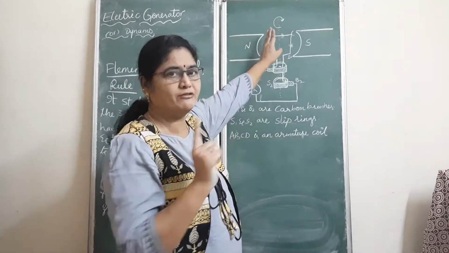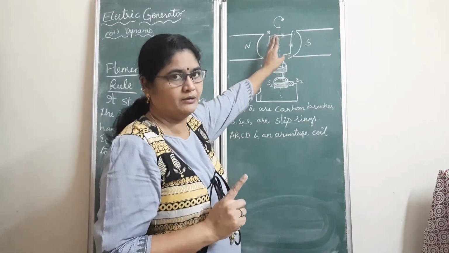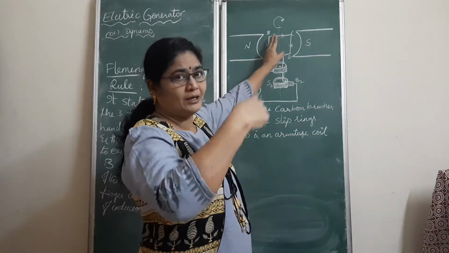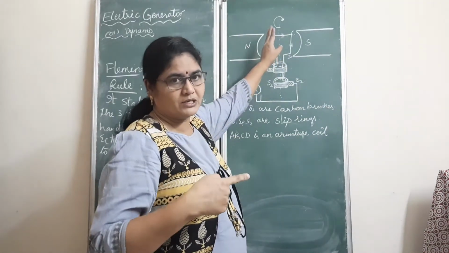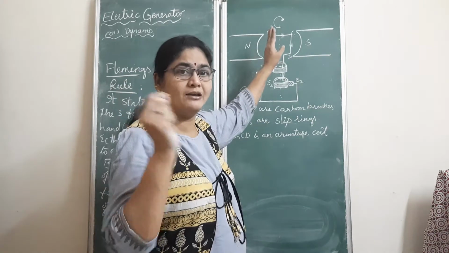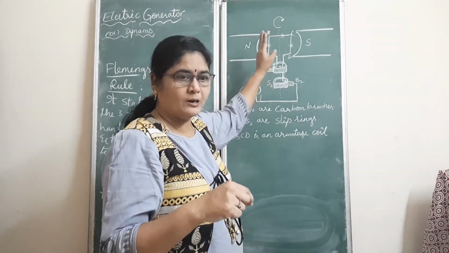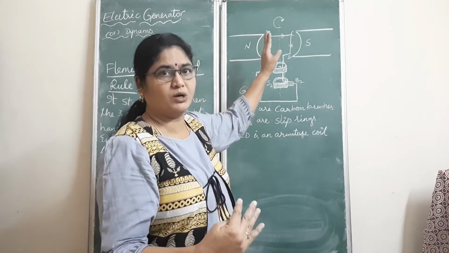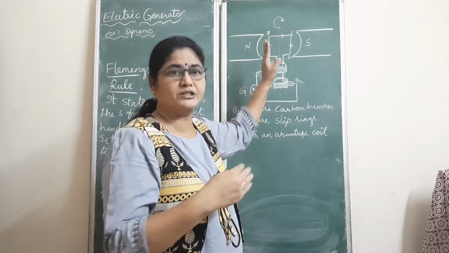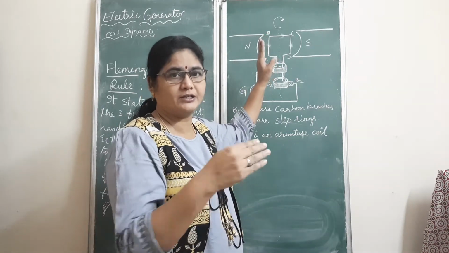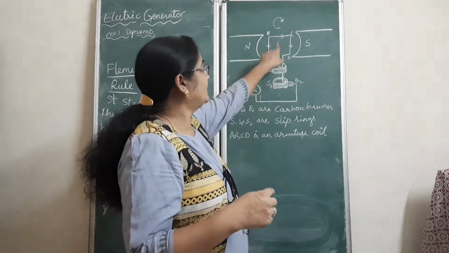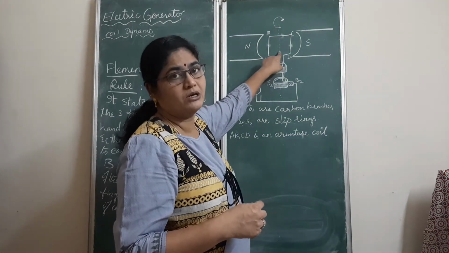We know that big fan-like structure is called a turbine. That turbine can be rotated in various ways. I told you, either by passing high velocity steam on it in thermal power stations, or by falling water on it, so that the kinetic energy of the water can be converted into kinetic energy of this turbine. That turbine is connected to this armature coil.